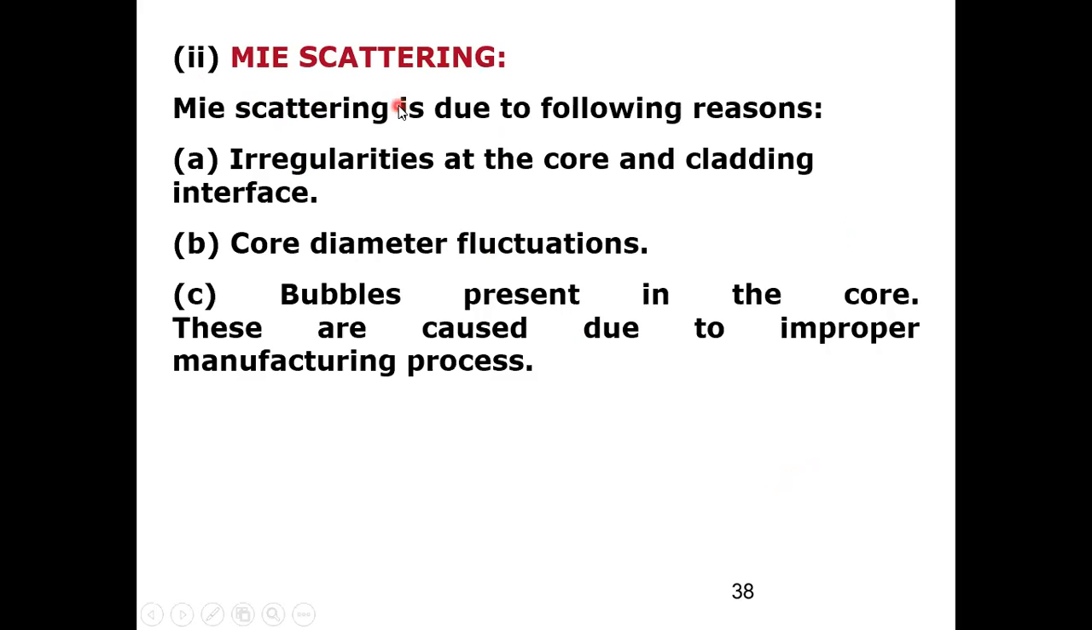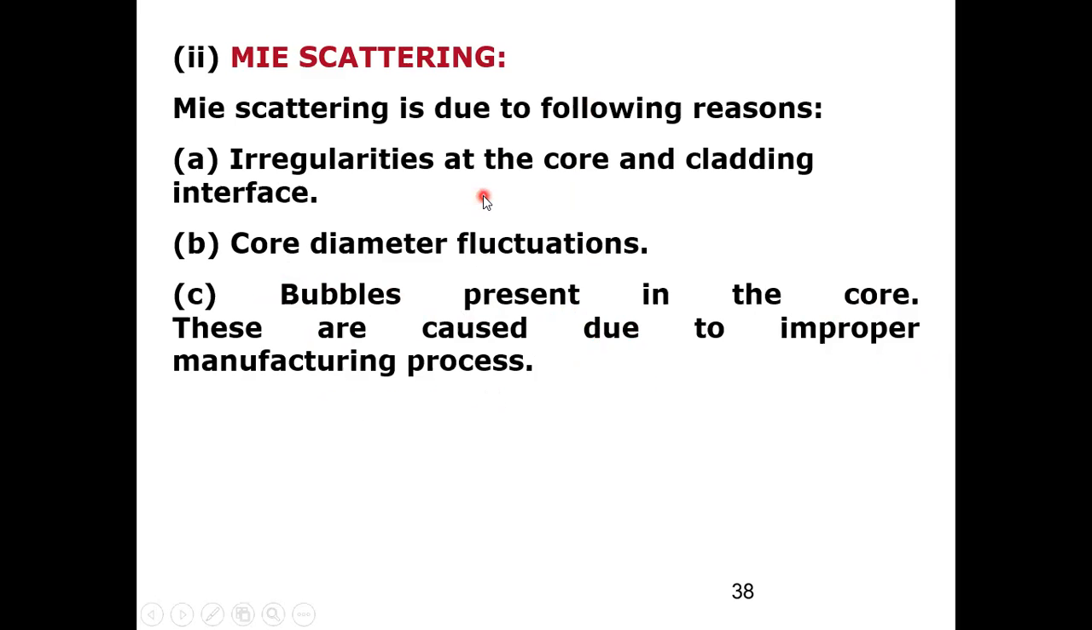Now coming to Mie scattering. Mie scattering is caused by three reasons: irregularities at the core and cladding interface, core diameter fluctuation, and bubbles present in the core. If I say the diameter is 8 micrometer, then somewhere some problem will occur. The area might be less, it might be 7.8, 7.9 or 7.5, and then again problems start. Again, all these are caused due to an improper manufacturing process.